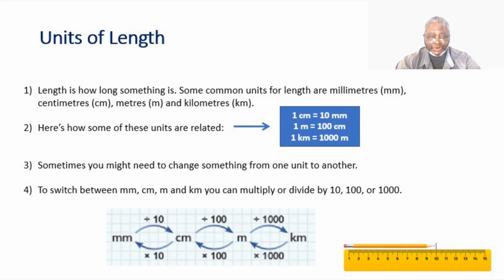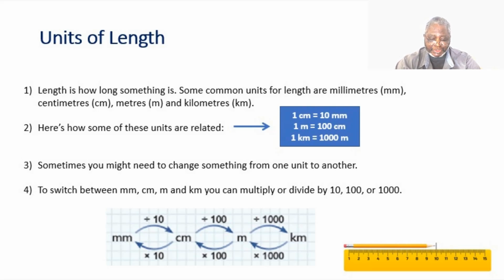Here's how some of these units are related, because they're all related. 1 centimeter is equal to 10 millimeters. 1 meter is equal to 100 centimeters. And then 1 kilometer is equal to 1,000 meters.